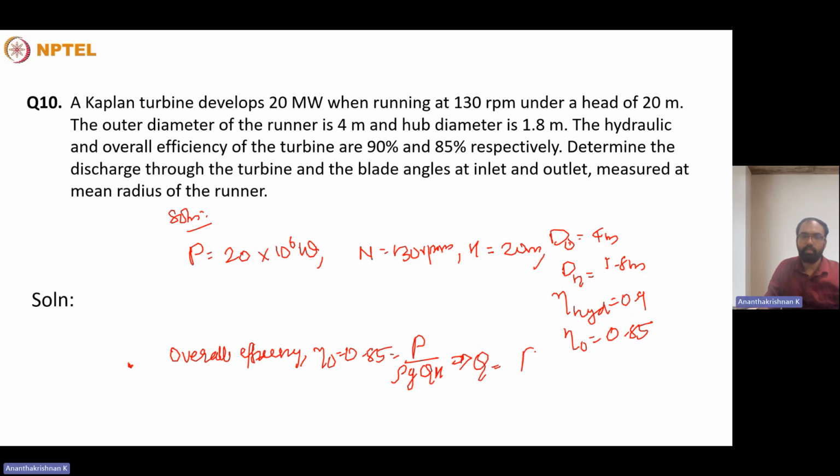So Q is written as power divided by rho g H into overall efficiency. So power, 20 into 10 power 6, divided by 10 cube into 9.81 into H, head is 20 meters, multiplied by the overall efficiency. Overall efficiency is 0.85. So you get the value of discharge, the flow rate, as 119.92 meter cube per second.